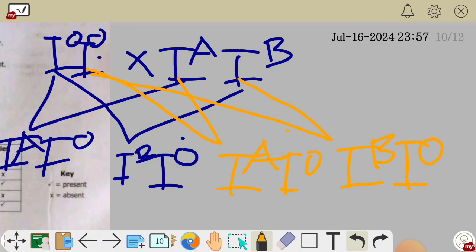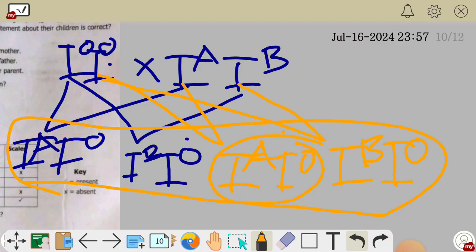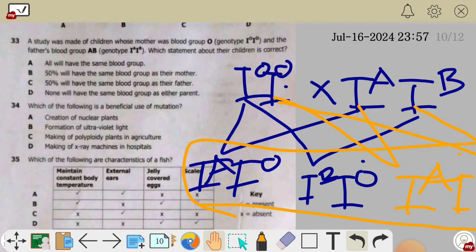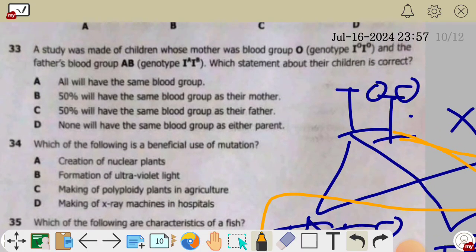Okay, so when you look at these blood groups here, you would find that all these blood groups are different from the parents. This is blood group A, and then this is blood group B, this is blood group A, then this is blood group B. So we do not have a blood group which is similar to these parents, who had blood group O and blood group AB. So none will have the same blood group as either parent is the correct answer, which is D.